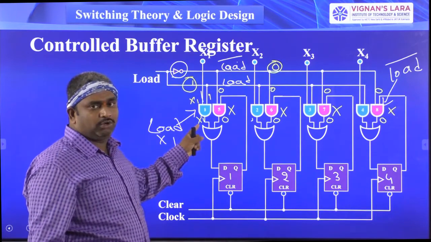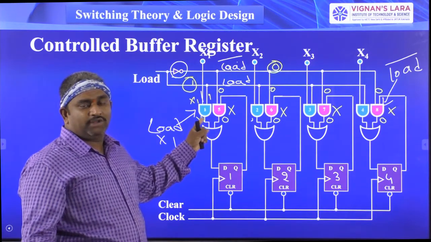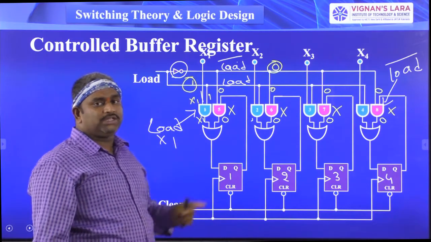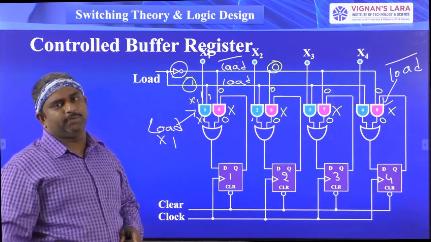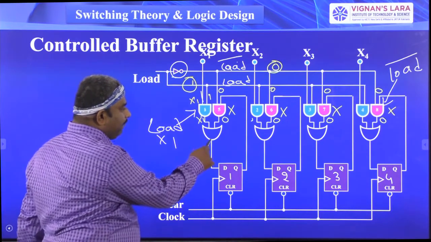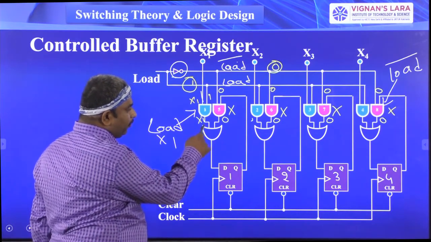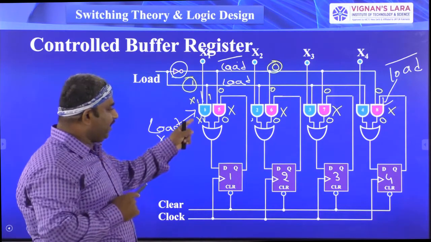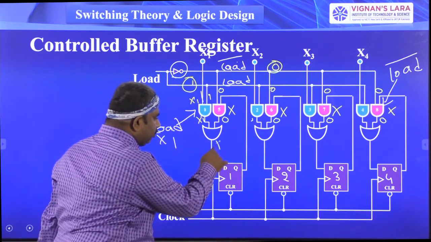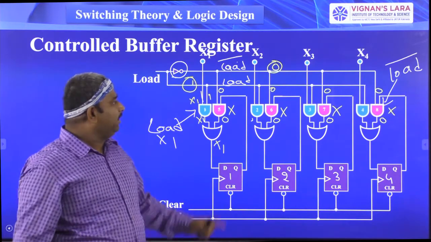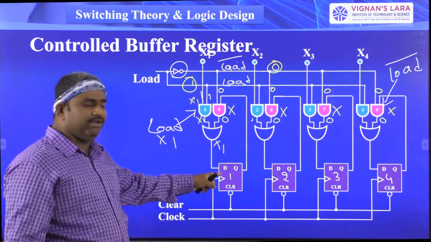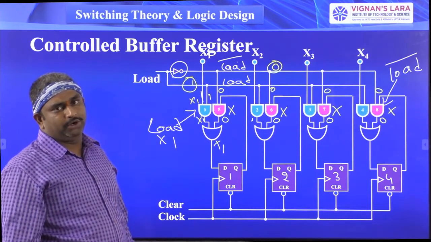If x1 is equal to 0, both OR gate inputs are 0, so the output is 0. If x1 is equal to 1, what is the OR gate operation? If any one of the inputs is equal to 1, the OR gate output goes to 1. So the OR gate output is completely dependent upon x1. The x1 completely follows to here, and we are giving it to the first flip-flop input.